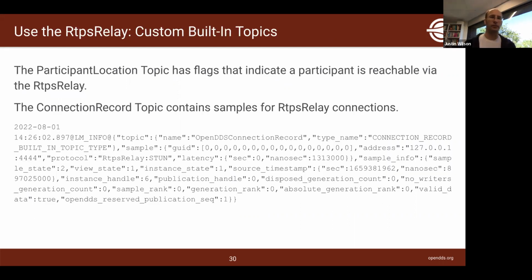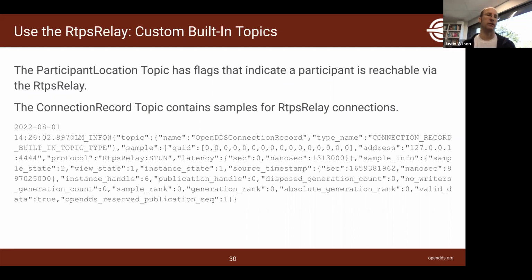There are some custom built-in topics that are related to the RTPS relay. The first is the participant location topic. It has a list of remote participants, and some flags indicating how they're reachable. Two of those flags are dedicated to the RTPS relay, one for IPv4 and one for IPv6.